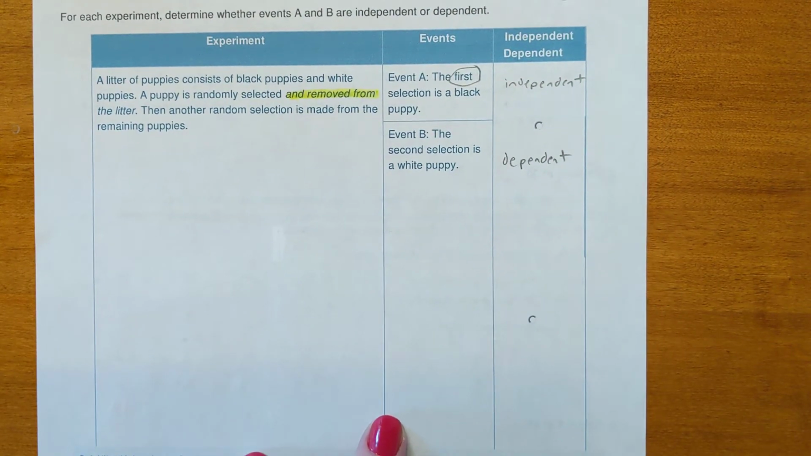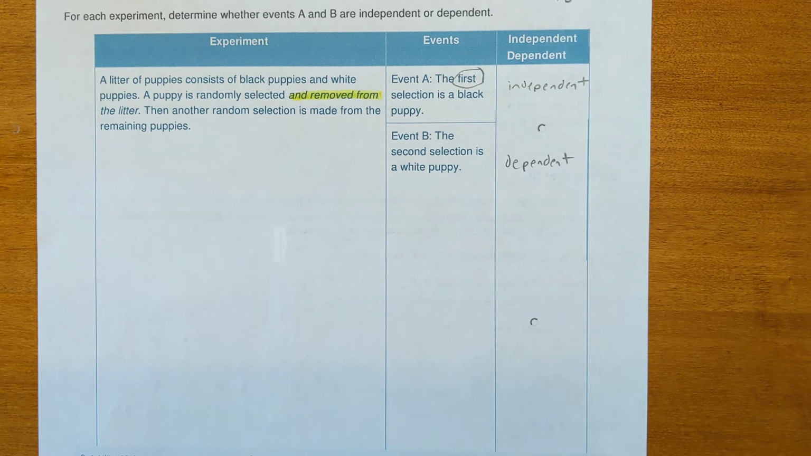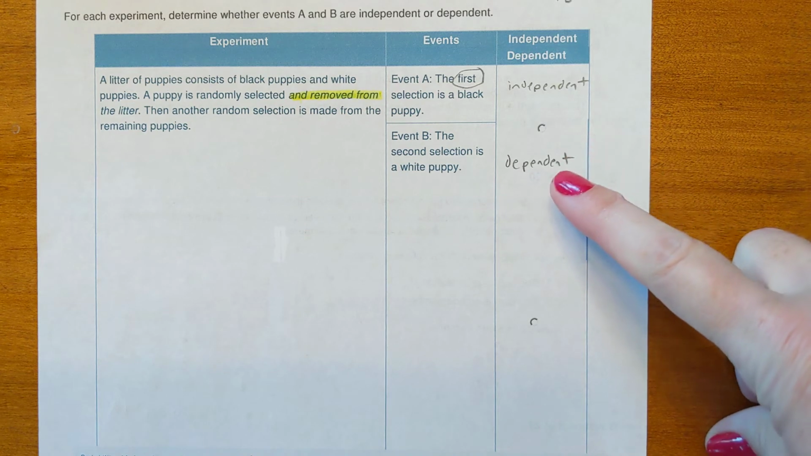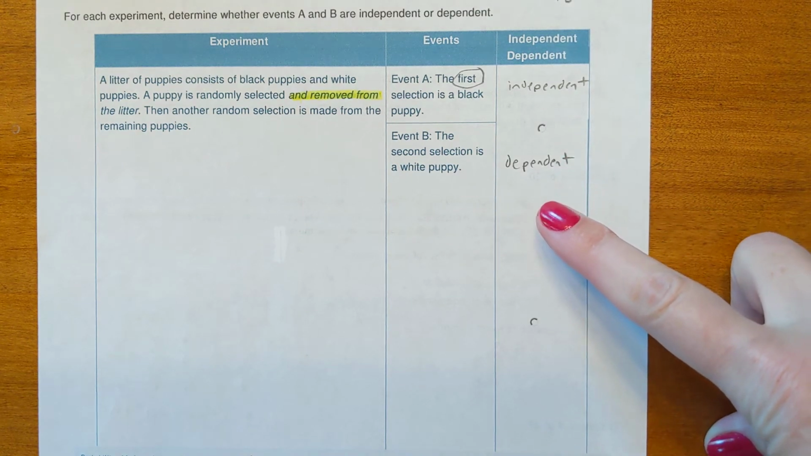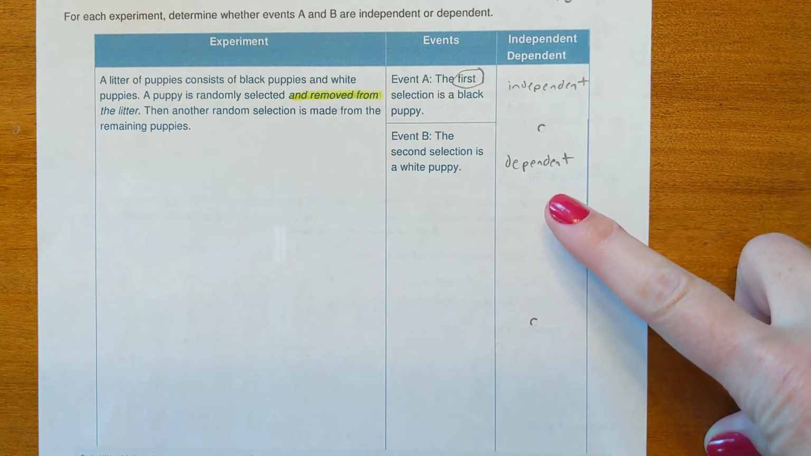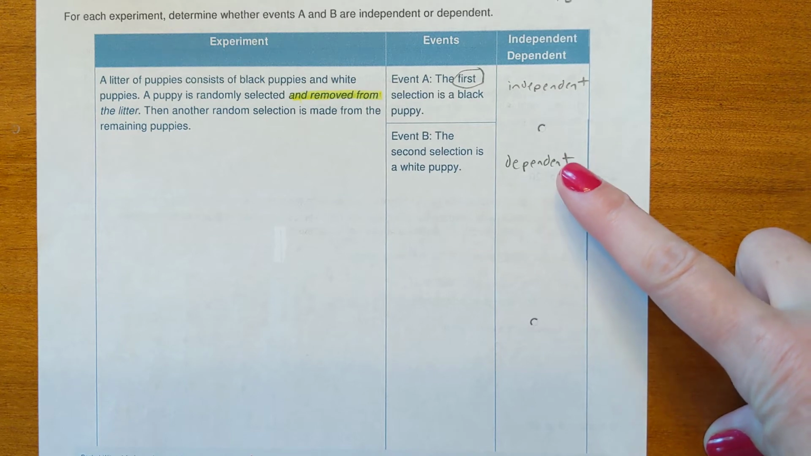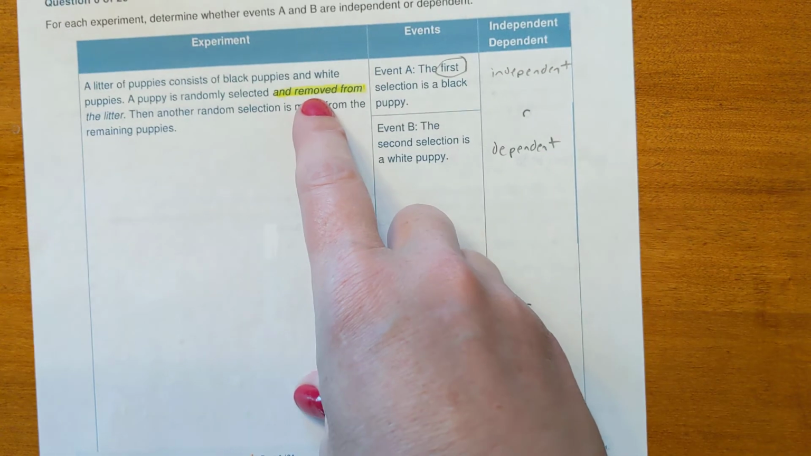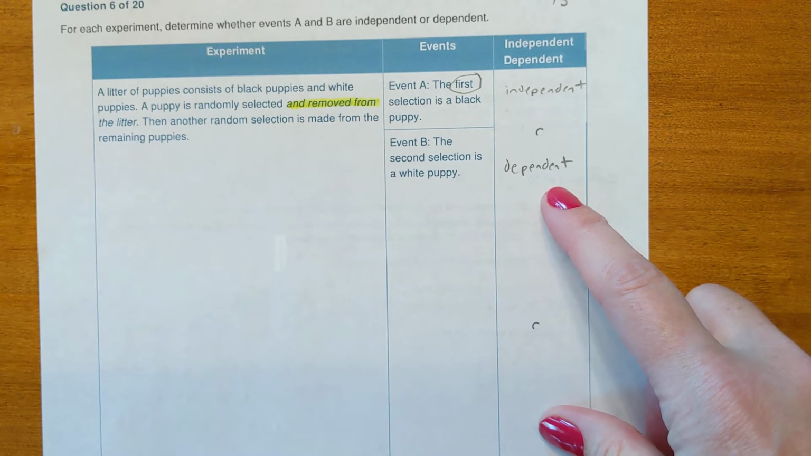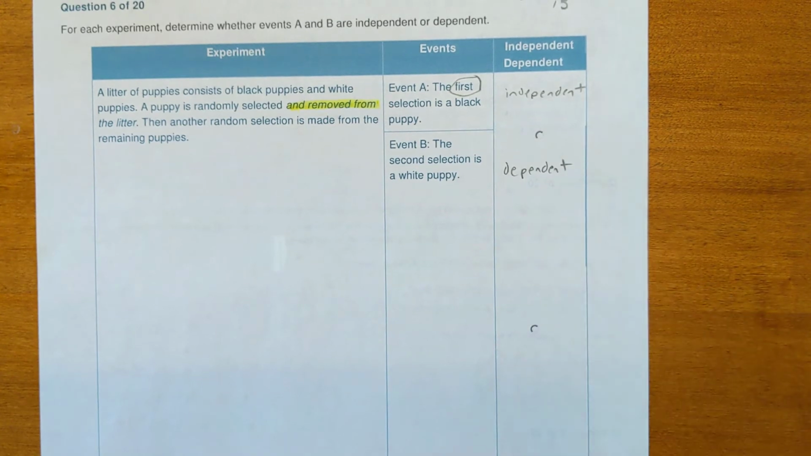Okay, this one, we have a litter of puppies consisting of black puppies and white puppies. The puppy is randomly selected and removed from the litter. Well, since they removed it and didn't put it back, we've talked about that. When it's removed, that's going to make the second event dependent. If they put it back, then it doesn't change anything. If it's returned, then this one would have been independent. But the fact that it was removed and not returned, the second event of picking another puppy was dependent.